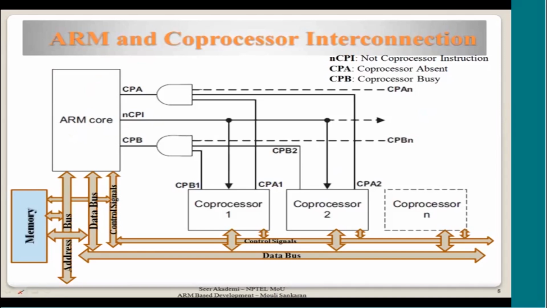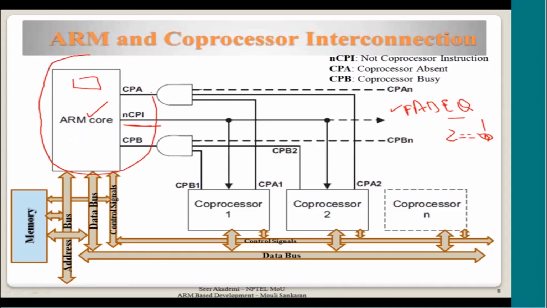reaches the execute stage. And one more possibility is that you are adding f add, you want to do an f add EQ, suppose. That means what? If the zero flag in the ARM core is equal to 1, then we want this instruction to be executed, otherwise we don't want it. So the ARM core decides whether to execute a particular instruction or not, including the floating point. So the control is with ARM. That's why the main control processor is ARM.